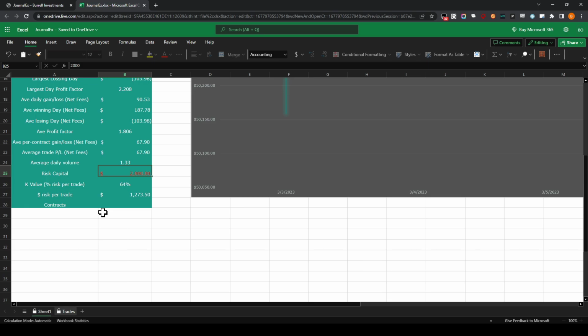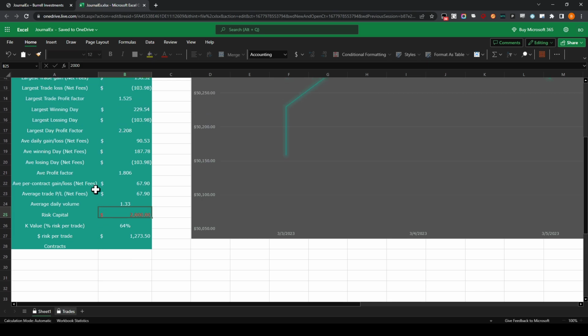and how much risk you should take per trade. So the K value is how much you should risk per trade based on your metrics of your previous trades. Because we had a bunch of winning trades versus the one losing trade, it's saying 64% of our drawdown or our capital that we can risk in this account. So it's telling us that we can risk about $1,200, $1,300 per trade based on our edge.